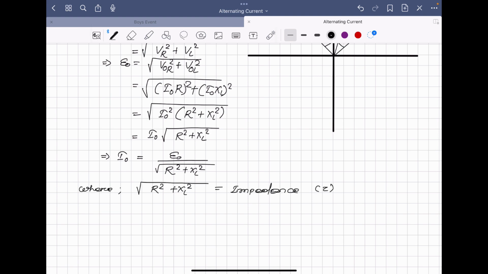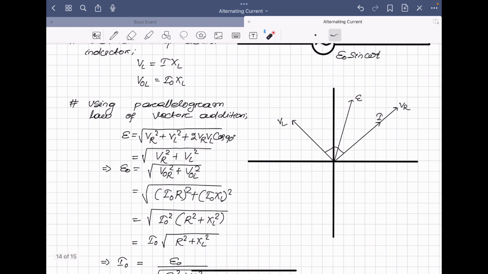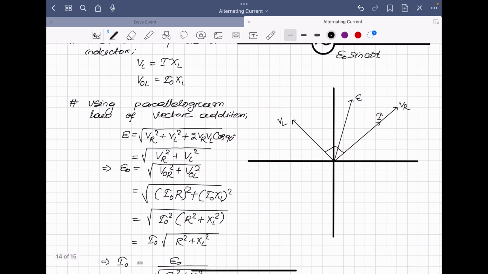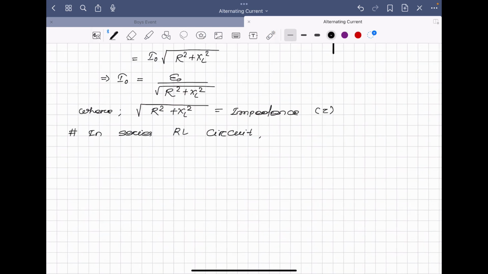From the phasor we can obtain that. You see here, here we have I, and here we have resultant EMF E, and you can see that EMF leads the current. Yes or no? EMF leads current in series RL circuit. Or we can also write that current lags behind EMF.